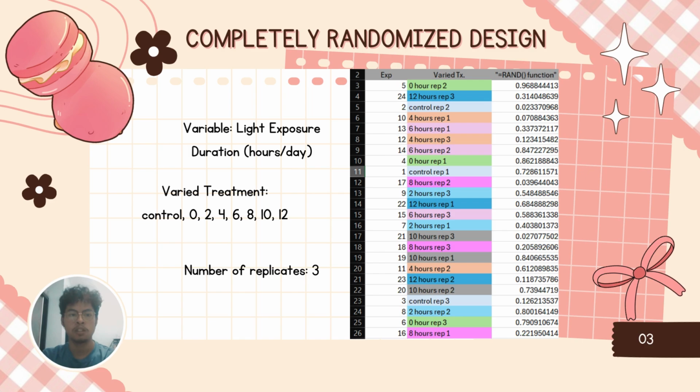Thank you, Kalim. And hi, my name is Muhammad Aklam Anwar. And I'll continue on the second factor, which is light exposure duration. For the varied treatment, I included from 0 to 12, and not to forget the control. And the number of replicates is 3. And as you can see, the results that I get have been randomized and sorted randomly.